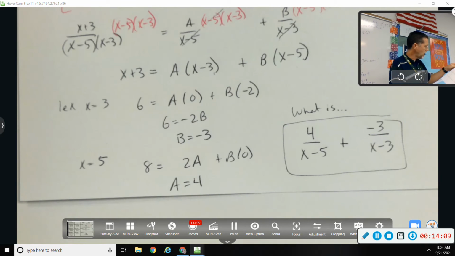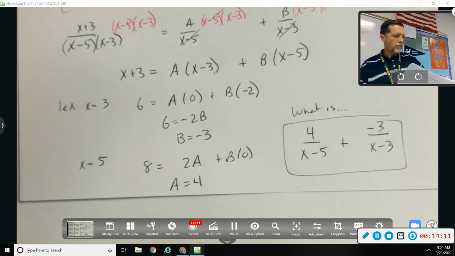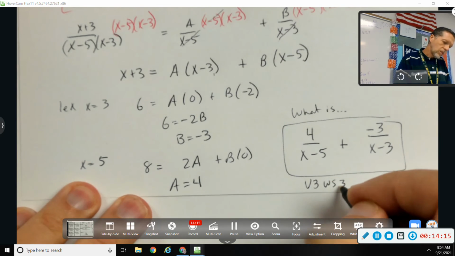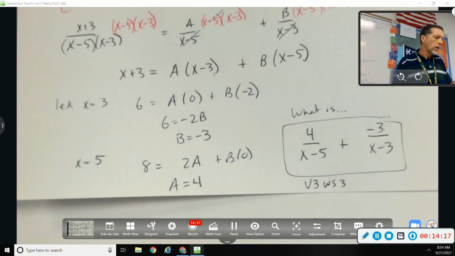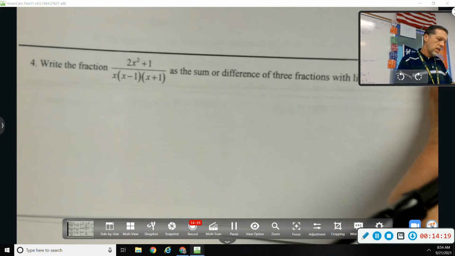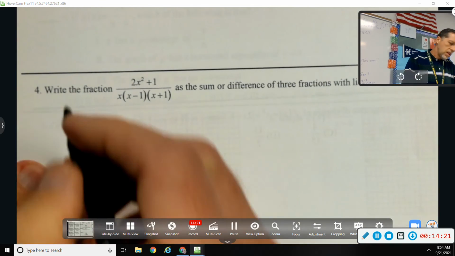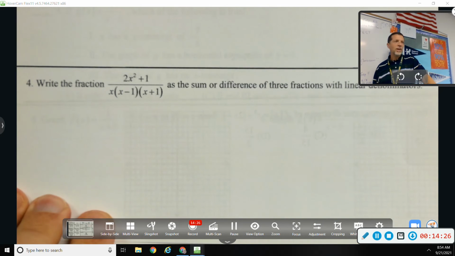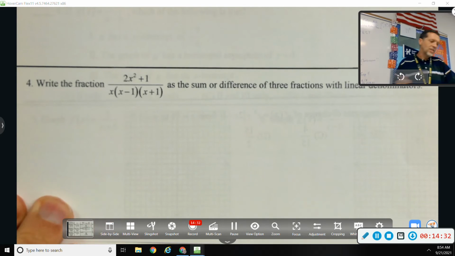I want to set up number 4. So on the worksheet, Unit 3, Worksheet 3, let's look at number 4. How many fractions am I going to have as part of my answer or question, however you want to phrase this? 3.